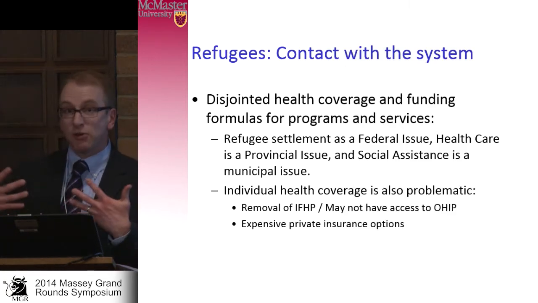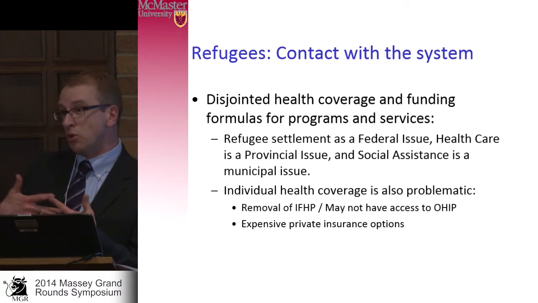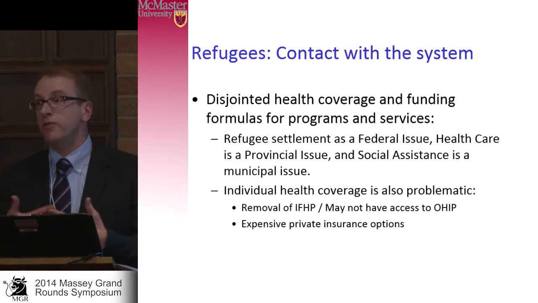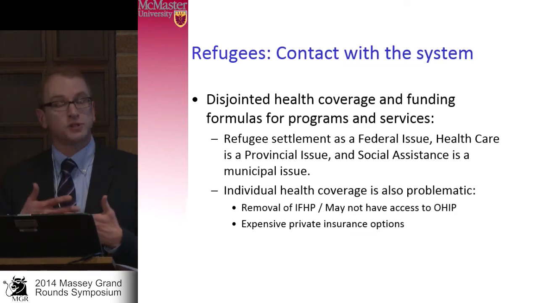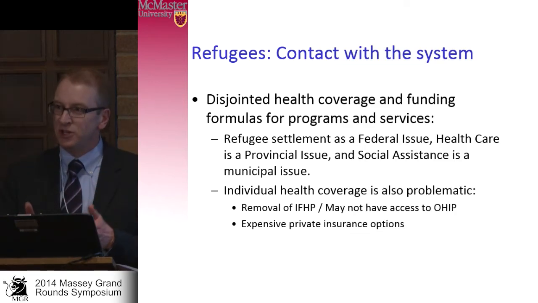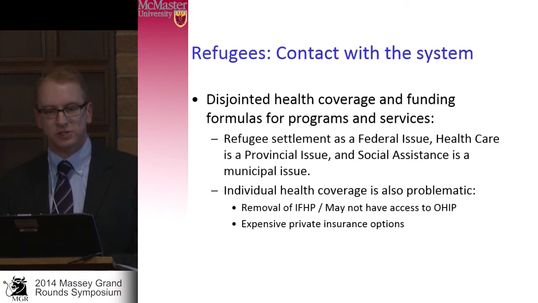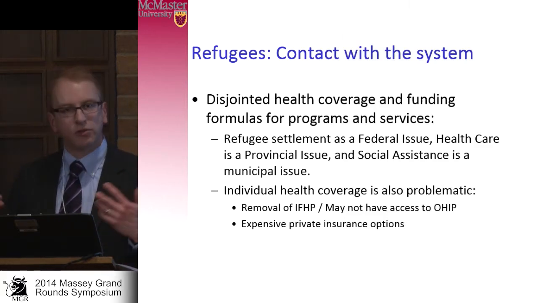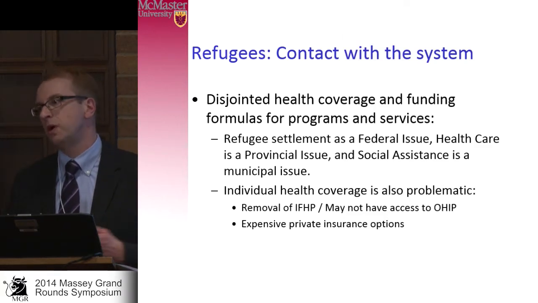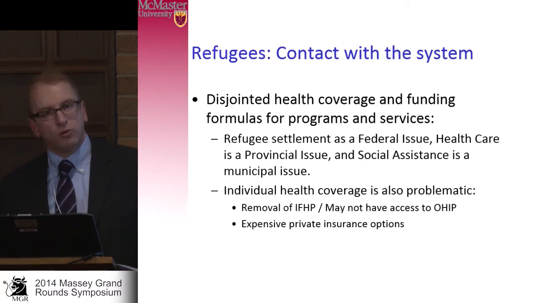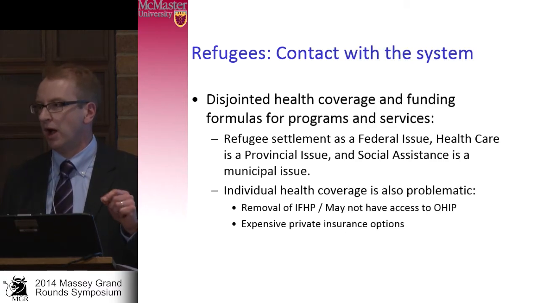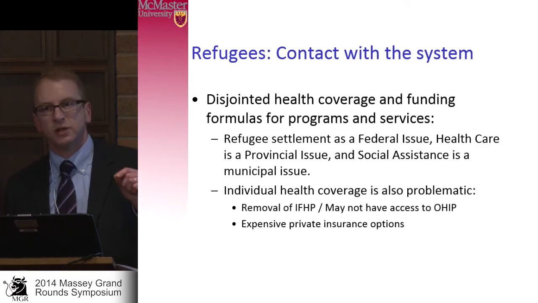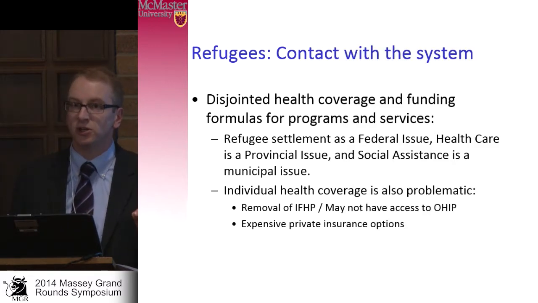So you've got these three different levels of government that are supposed to work together, but you and I know that they don't necessarily work together, that there are problems in terms of communication and that division of services between the different tiers. Health coverage is also problematic. Healthcare is typically a provincial responsibility through OHIP. For refugees, they used to have something called the Interim Federal Health Program, the IFHP. That was disbanded by the federal government approximately 2.5 years ago now.